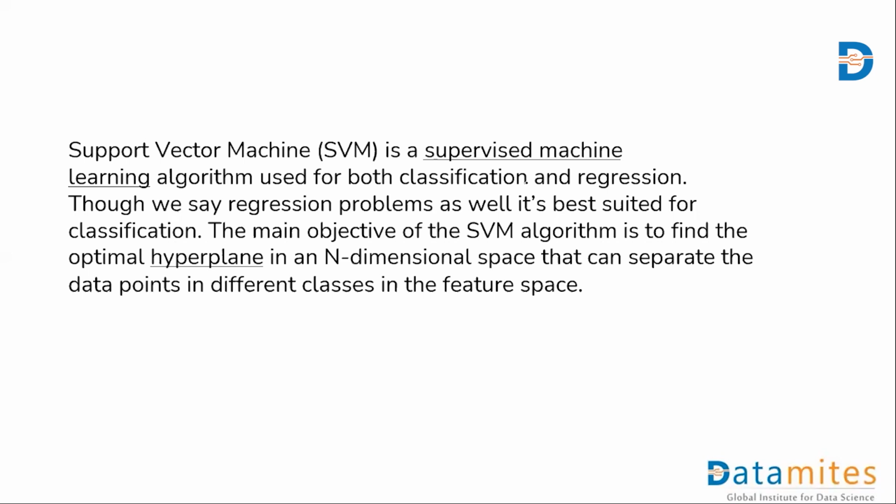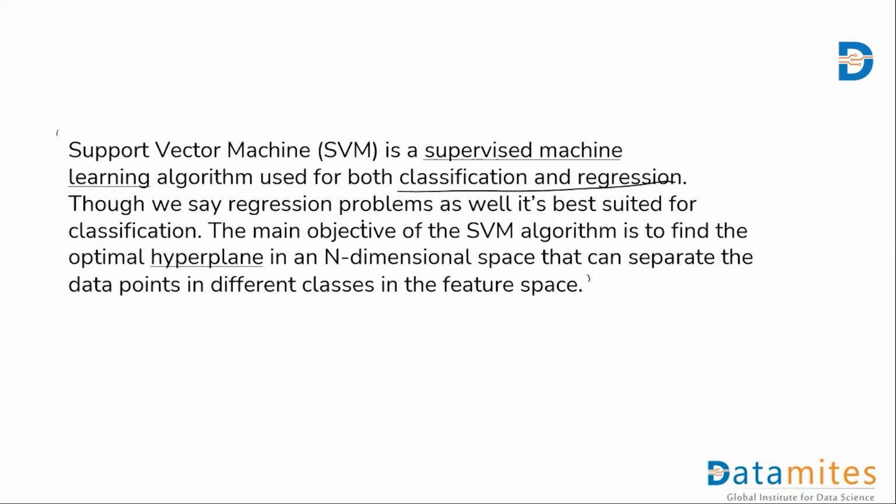Before starting off with the explanation, I just wanted you guys to go through this definition. I know at this point of time, it is not going to make a lot of sense, but once we are done exploring the algorithm, we'll come back to this definition and see if it is making any more sense, right? So a support vector machine is a supervised machine learning algorithm used for both classification and regression tasks. So that is established, right?